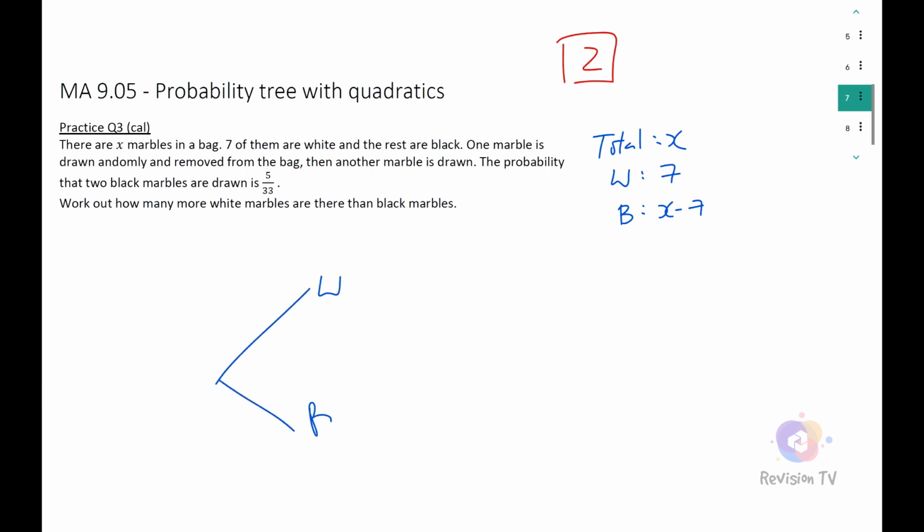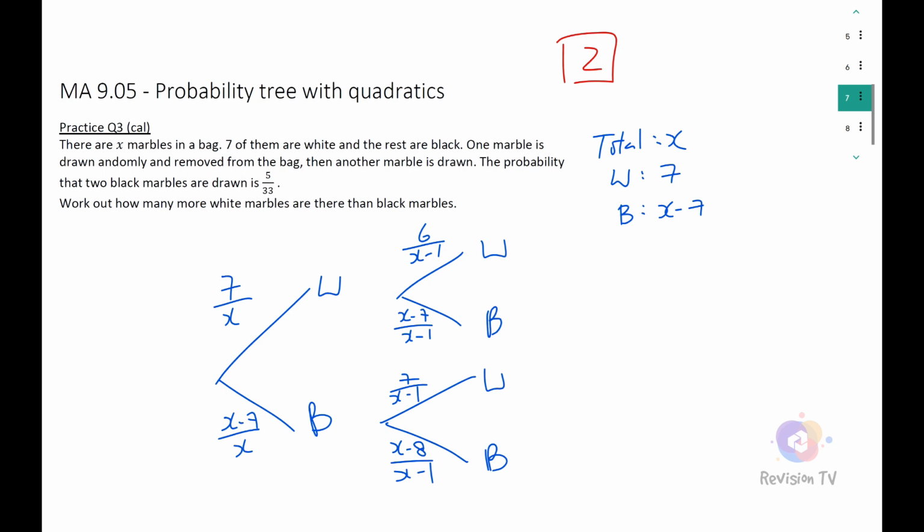White, black, white, black, white, black. I'm not going to explain how to do a tree diagram, so you should be able to do it by now. So here's the tree diagram. Now, as you find, your line should be black and black, so it should be x minus 7 over x times x minus 8 over x minus 1. x minus 8 because minus 7 minus 1 is minus 8.